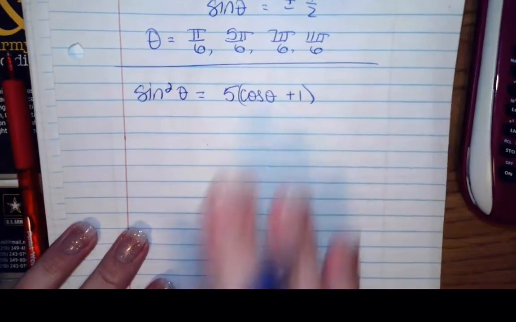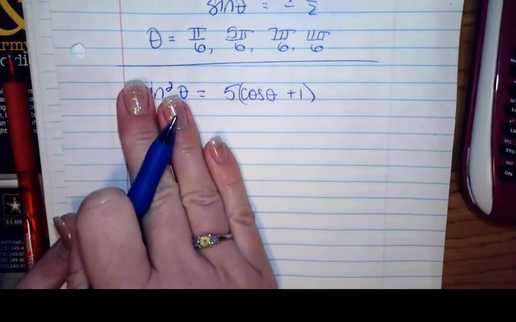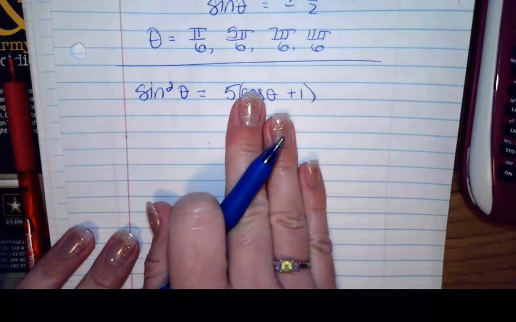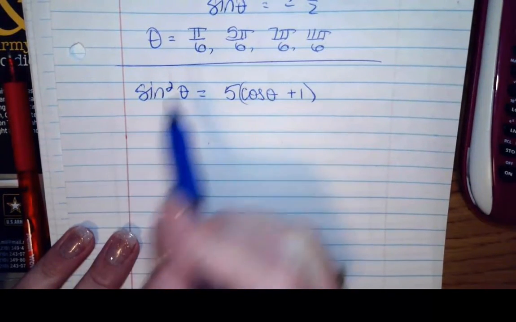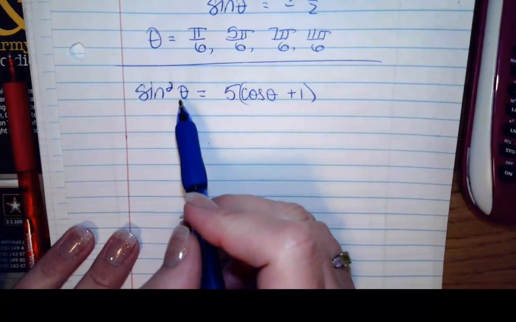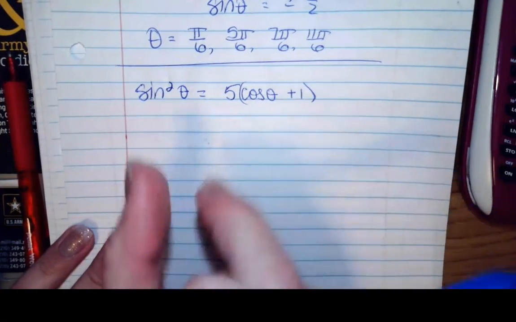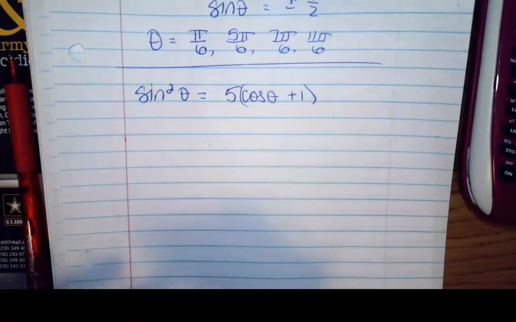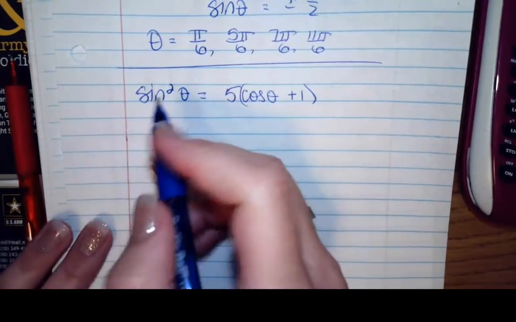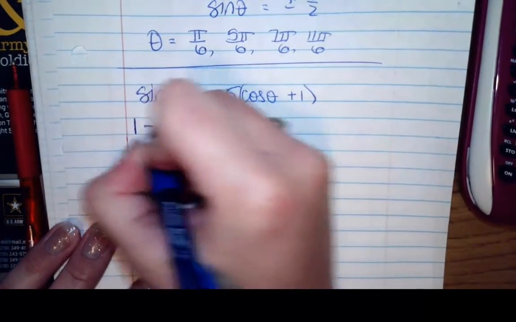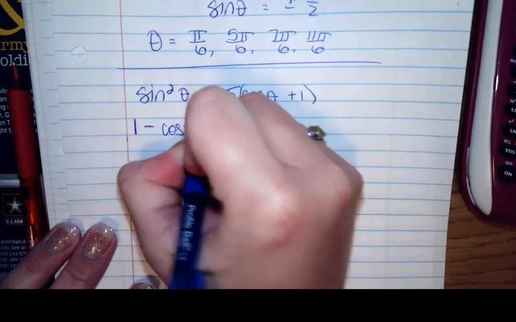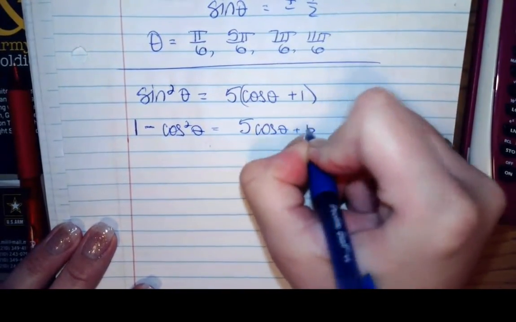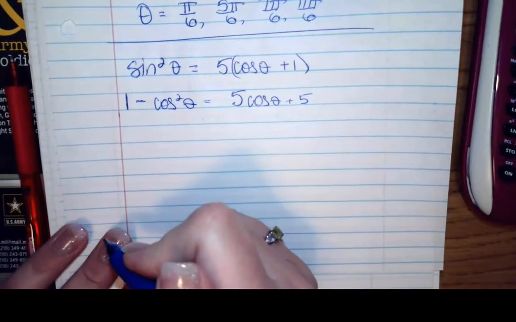All right, so the next problem is we've got sine squared theta plus 5 equals 5 times the cosine of theta plus 1. And I notice, first of all, that both of my arguments match. That makes me happy. However, my trig functions don't match. And so as soon as I see a sine squared, I immediately head towards Pythagorean identities. And I realize I can rewrite sine squared as 1 minus cosine squared theta, and then distributing on the right, I've got 5 cosine theta plus 5.